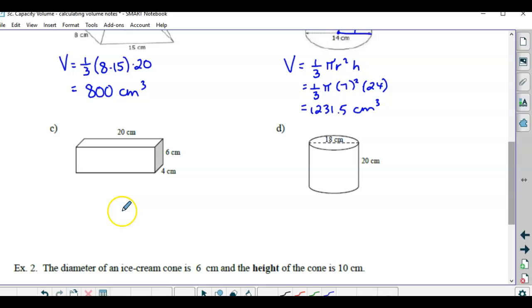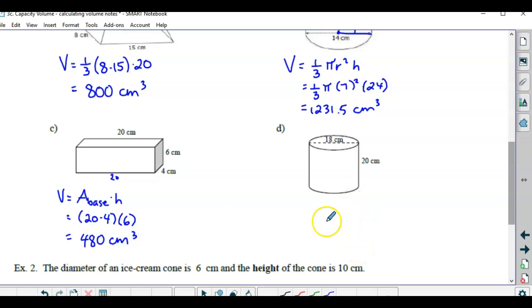Okay, the next one is very similar to the one we did at the beginning. If that's 20, then this is 20 here. So your volume is area of the base, if you want to write it out like that. Area of the base is 20 times 4, that rectangle on the bottom, times the height, which is 6. Really, for a prism, it's just length times width times height. So as long as you get one of each dimension, if it's a rectangular prism, then you're good to go. So that's 80 times 6, which is 480 centimeters cubed.